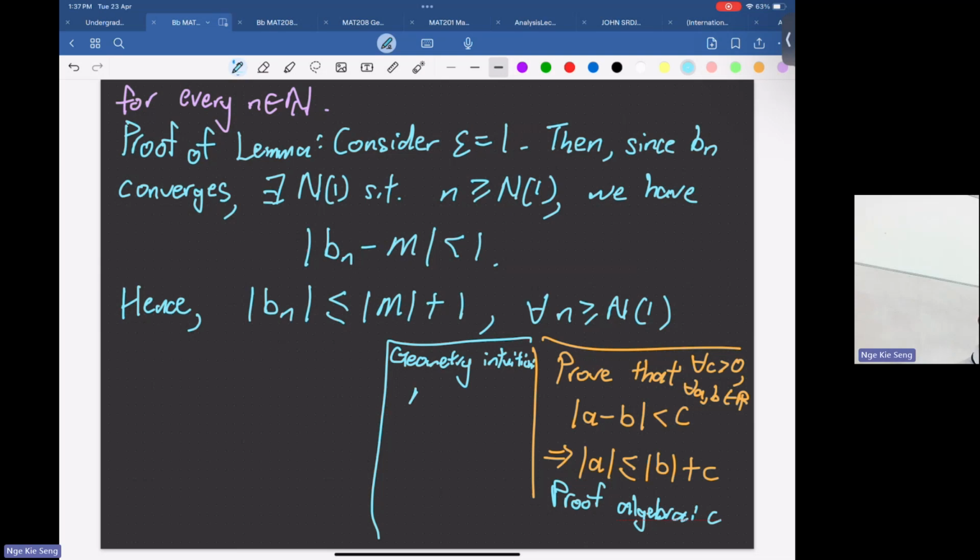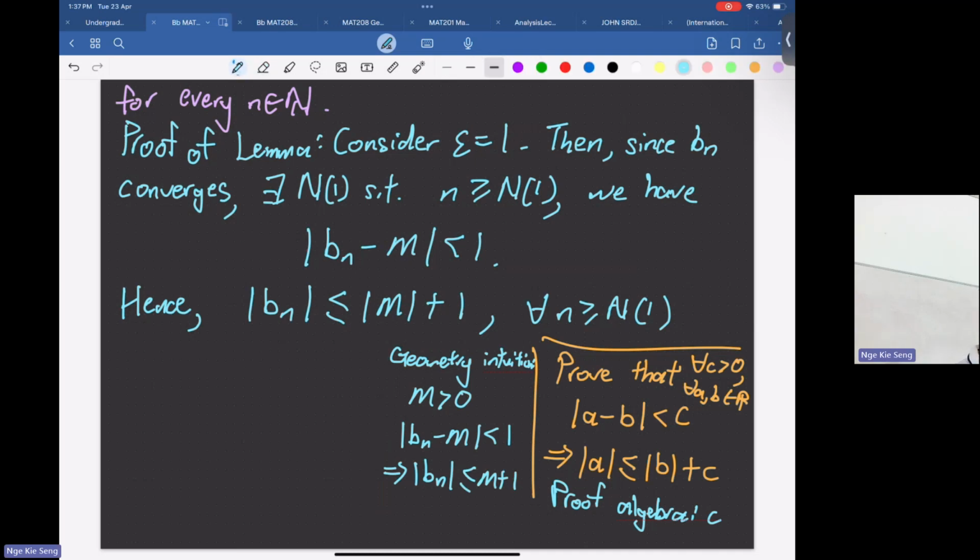So in geometry, let's say m is greater than 0. Okay, let's make our life easier. Then we'll get |Bn - m| less than 1 implies the absolute value of Bn is less than or equal to m plus 1. Right? So |Bn - m|, how should you think about it? Last time I told you, whenever you see this inequality, put it into a number line.